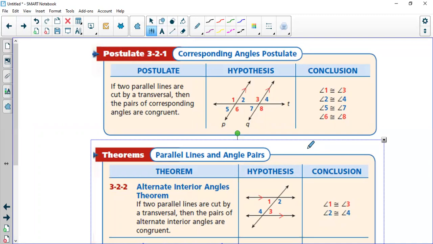Now, first to start with, it's a postulate. Now, you might wonder what's the difference between these two? Why are they both different? Anyhow, we are going to prove using both of them. But yes, there is a difference.